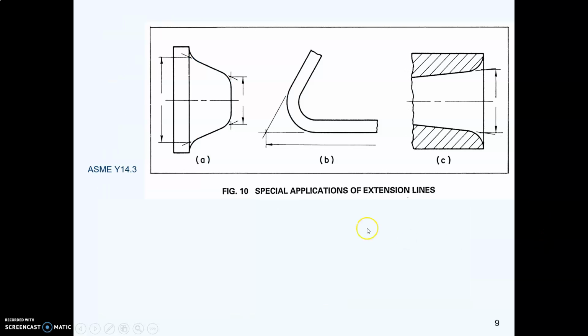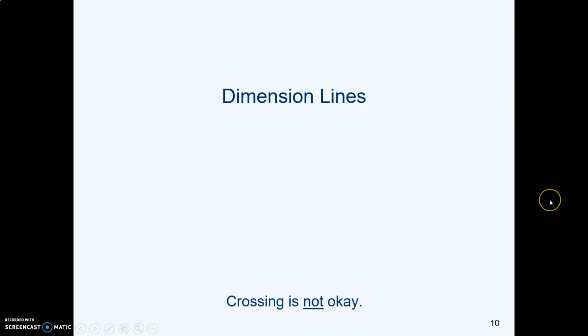Another thing you can do with extension lines is on a part that has a rounded corner, you can use extension lines to show where that corner would be if it were not rounded off. And a lot of people making parts like to know that sort of thing.